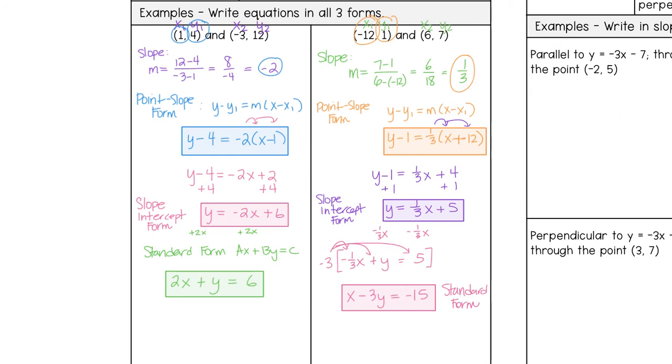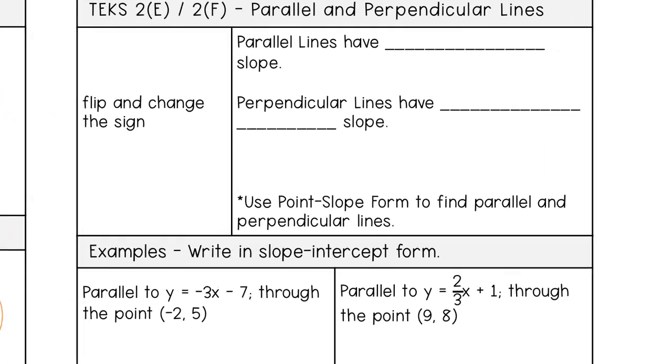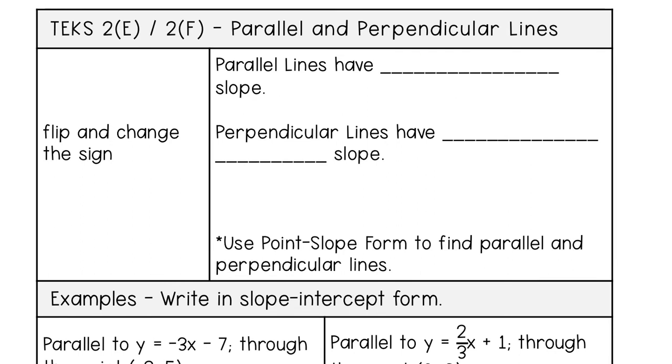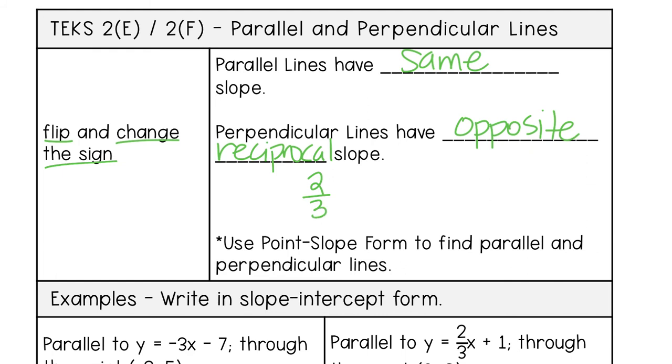Okay, last thing that was in this unit is writing parallel and perpendicular lines. So it's honestly kind of what we already did. The one thing you have to remember is that parallel lines will have the same slope, like exact same slope. Perpendicular lines have opposite reciprocal slope. So that just means that you're going to flip the fraction and you're going to change the sign. So for example, if you had 2/3, you would change that to negative 3/2. So see how this flipped upside down, and since this one was positive, we changed it to negative.